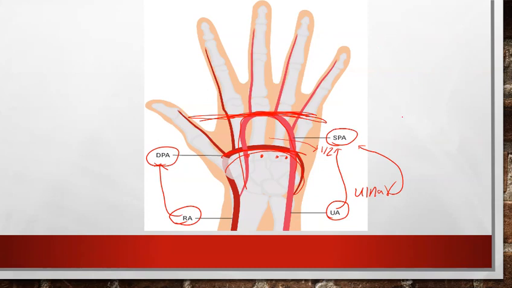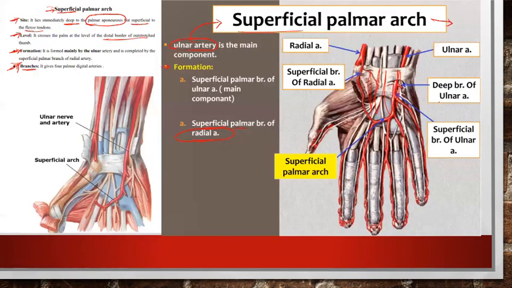So this is the deep palmar arch and this is the superficial palmar arch, and the distance between them is half an inch: the deep is half an inch proximal to the superficial. Okay, nice.